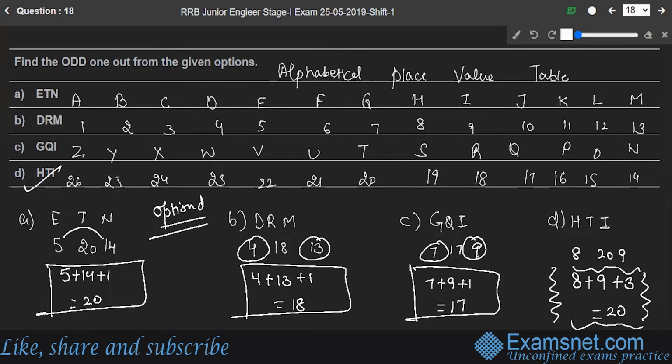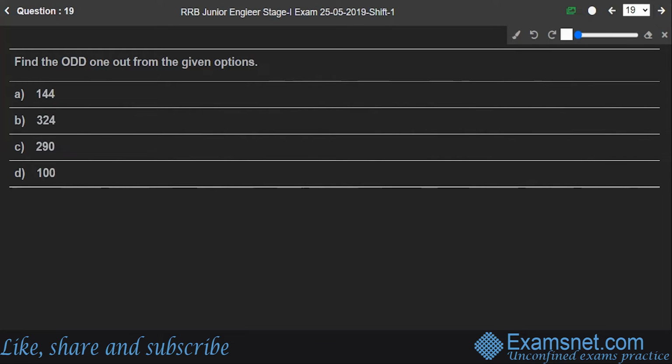Hope you understood that. Next is question number 19. Again, the odd one out you have to find out, but this time you're given the numbers. So 144, 324, 290, and 100. Okay, so 144, this is a perfect square. It's the perfect square of 12.